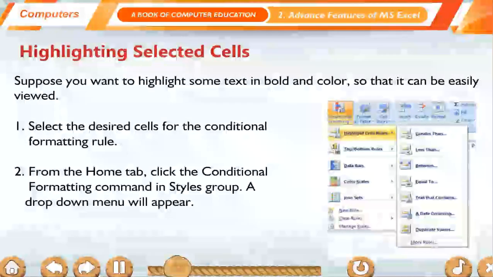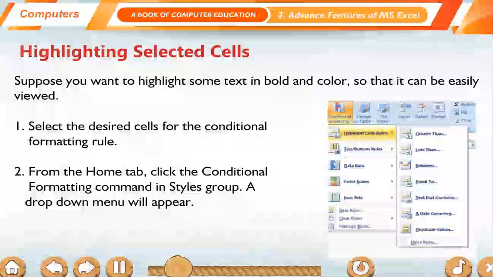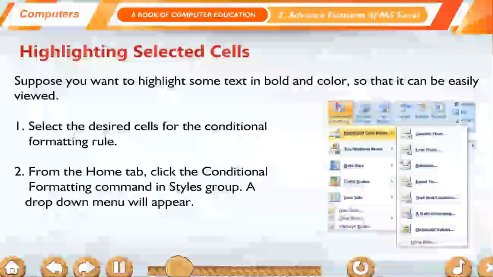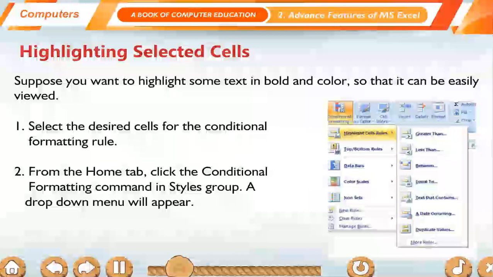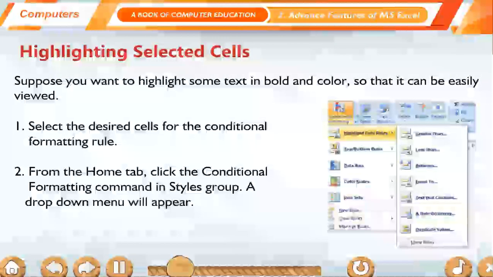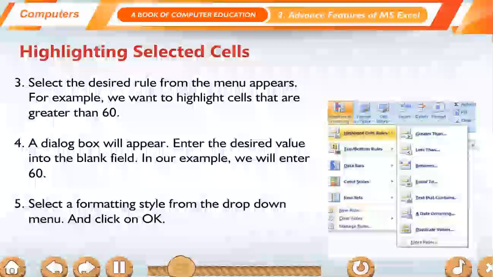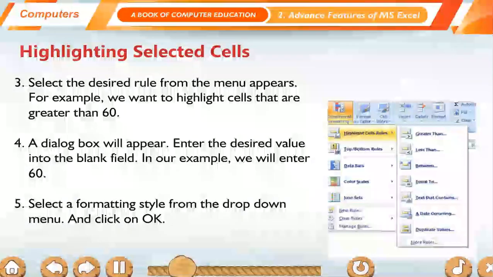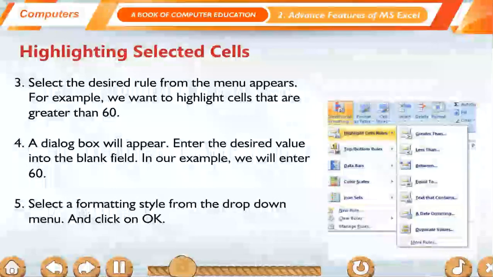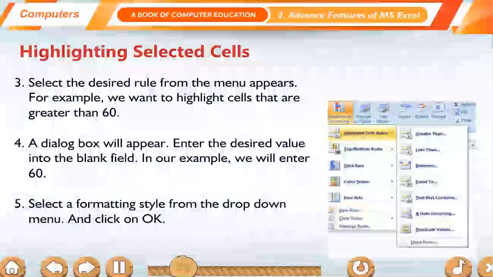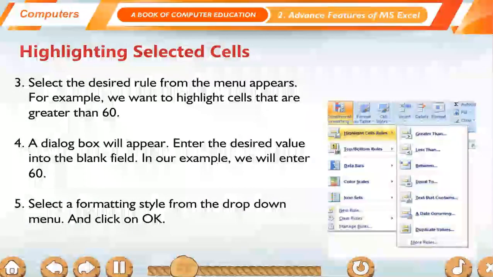Select the desired cells for the conditional formatting rule. From the Home tab, click the Conditional Formatting command in Styles group. A drop-down menu will appear. Select the desired rule from the menu. For example, we want to highlight cells that are greater than 60.